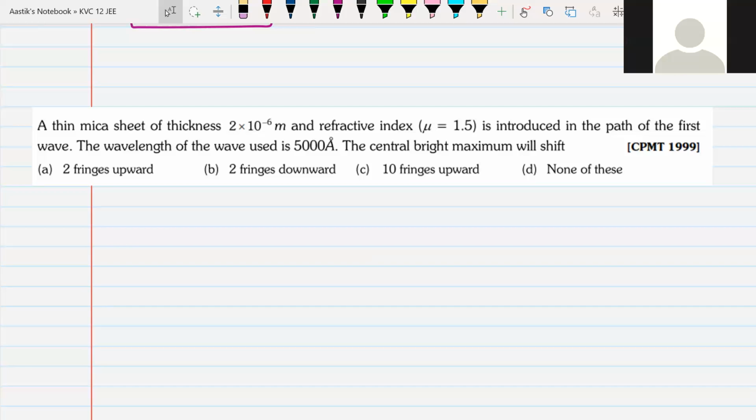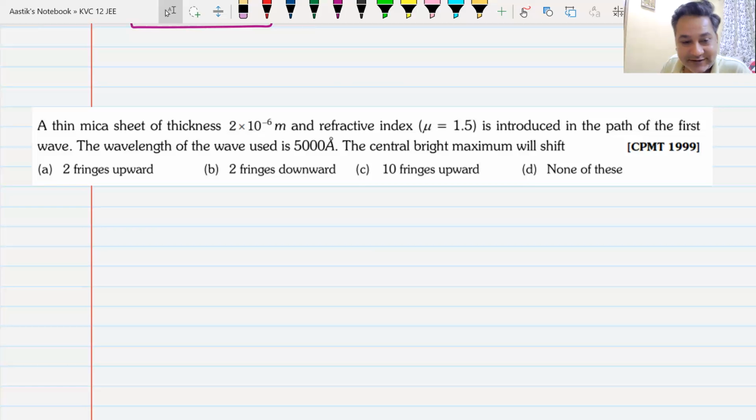Do we have anything that looks like an answer? 10 fringes upwards. That is the answer that you're getting. Huh? 2 fringes upwards, sir. 2 fringes upwards. That is the correct answer.